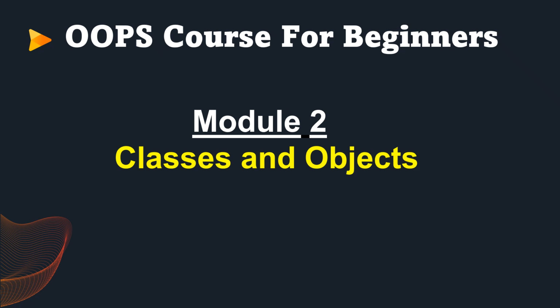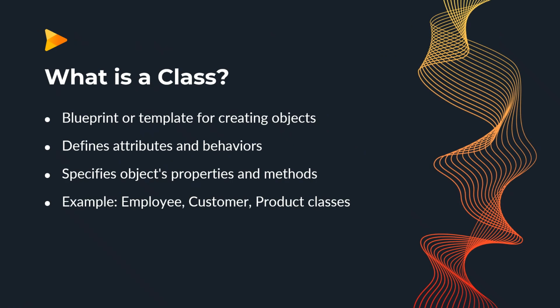So this is the OOPS course for beginners and this is module number 2 in which we are going to see classes and objects. So this is module number 2 and we are going to see what are the classes and what are the objects. So now let's get started guys. So first of all we are going to see what is class.